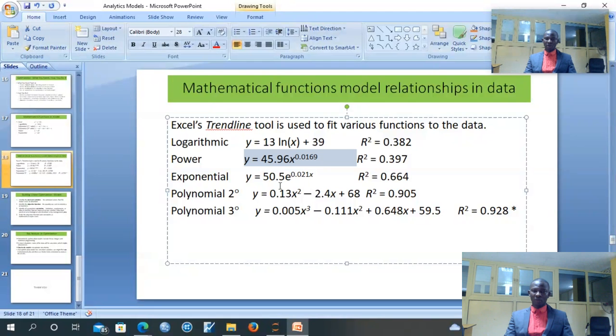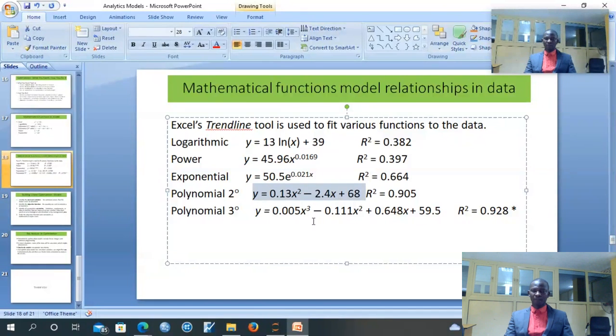To do the same thing under the power function, we'll put the 20 here and raise the 20 to the power of 0.0169. We get a result. We now use the result to multiply 45.96. To use this exponential, we put the 20 here after the power. We use it to multiply 0.021. We get a value. We now take the exponential of that new value. We now multiply the result by 50.5.